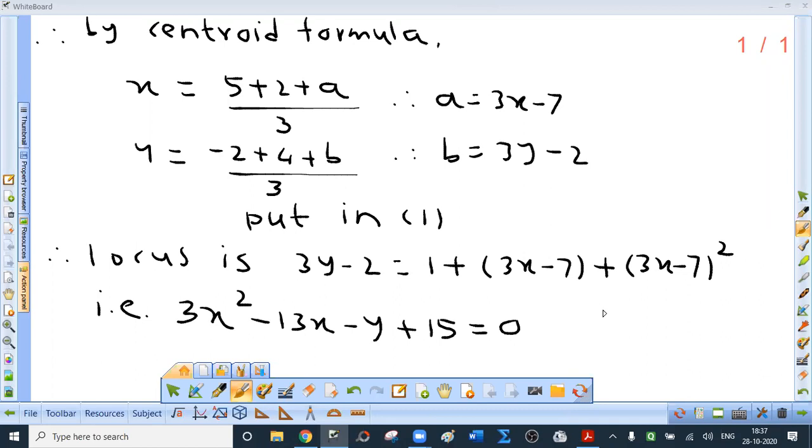So here the topic, an important topic, straight lines, is over. In the next lecture, we'll be starting with the method of induction and binomial theorem.